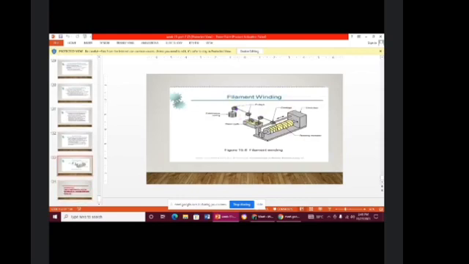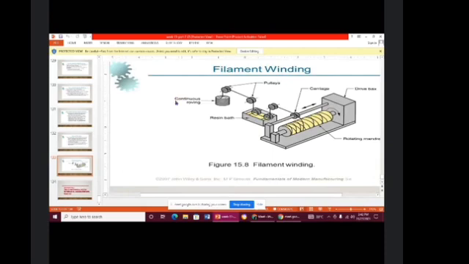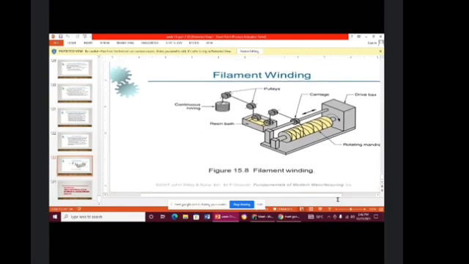So this is the diagram for filament winding, which shows the continuous roving, the resin bath box, the pulleys, then the carriage, and the driver box that rotates the mandrel. This is the diagram of filament winding.